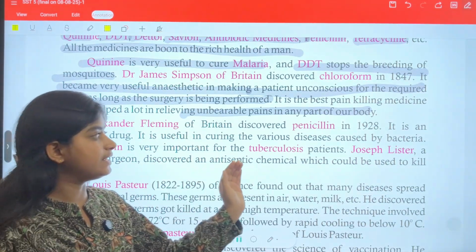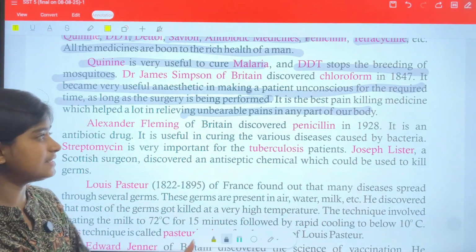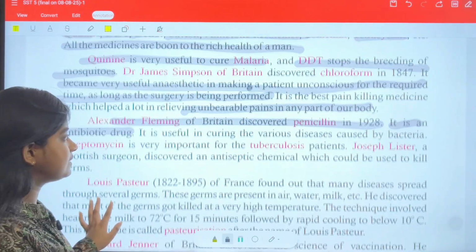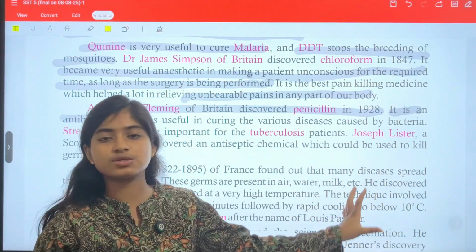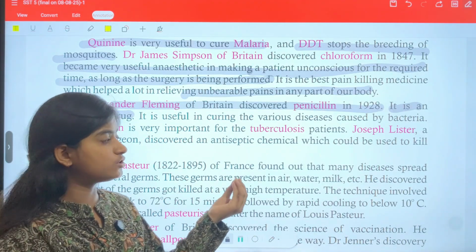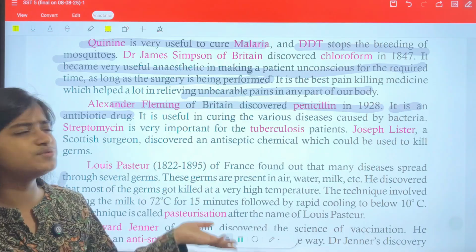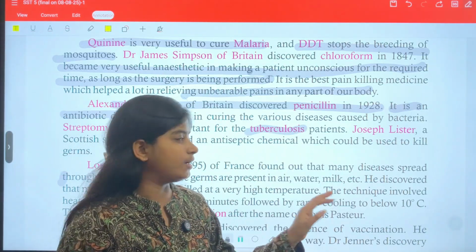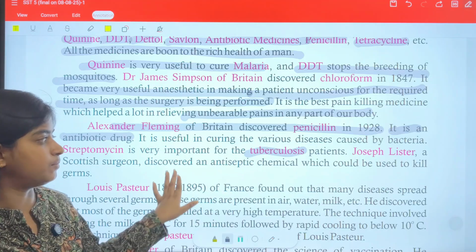Alexander Fleming of Britain discovered penicillin. It is an antibiotic drug. It is useful in curing various diseases caused by bacteria. Okay, streptomycin is very important for the tuberculosis patient. So these are some uses of it. Okay, what is tuberculosis? Tuberculosis is a kind of problem in the lungs, spread through airborne parts.